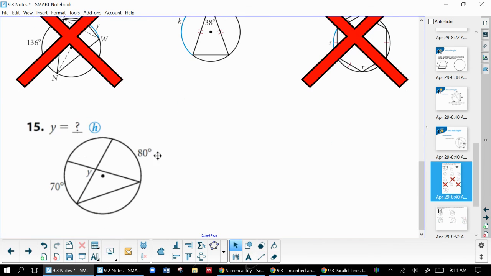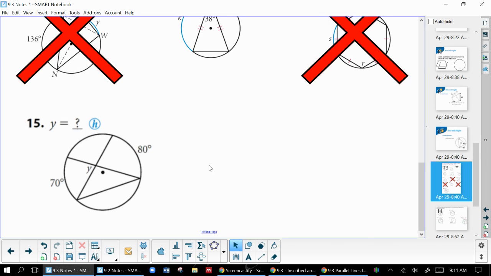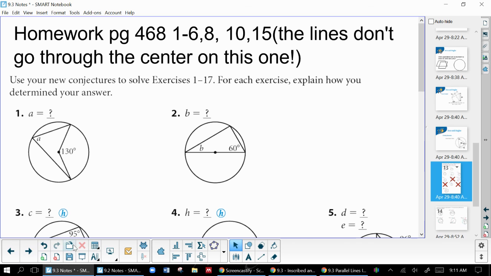And then 15 is definitely a little bit of a challenge here, but I want you to give that one a try. The biggest thing to know here is that these lines do not go through the center of the circle. So you're using these inscribed angles, these are not central angles. So give those a shot. The answers are in the notes down below, and you can check those after you've given everything a shot.